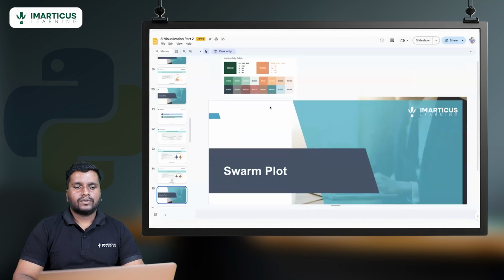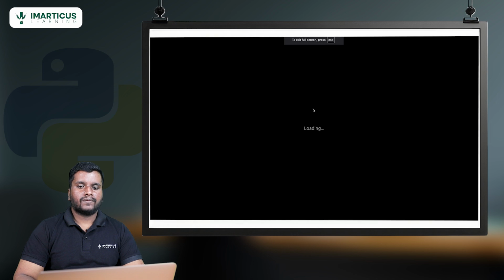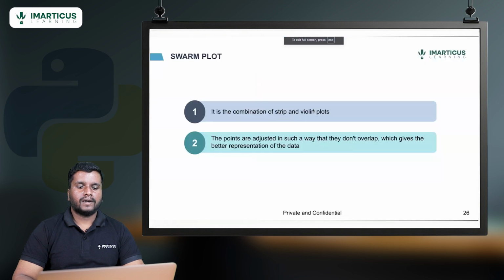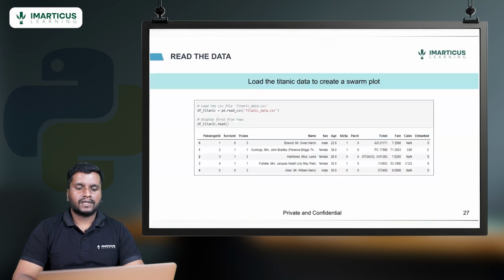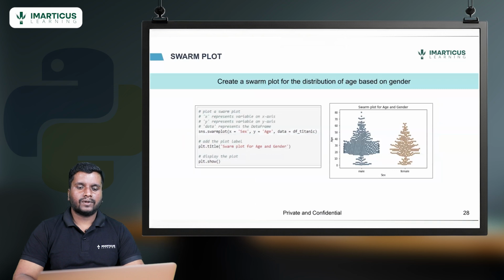Now we will talk about the swarm plot, which is an advanced visualization. It is a combination of strip and violin plots. The points are adjusted in such a way that they don't overlap each other, which gives a better representation of the data. So this is how a swarm plot looks. It is a dot density plot like the strip plot, as well as a combination of the violin, both in a single unit.